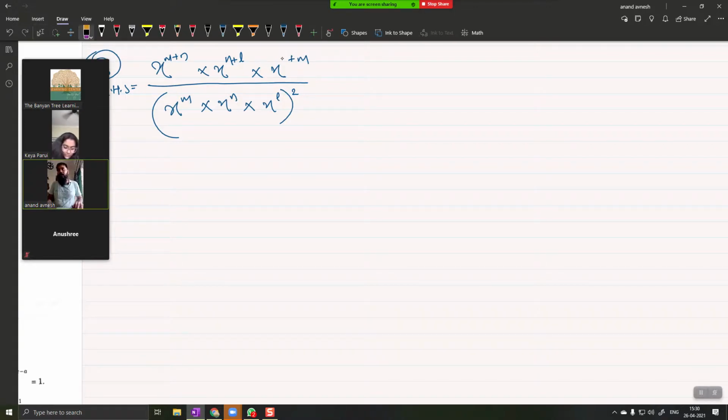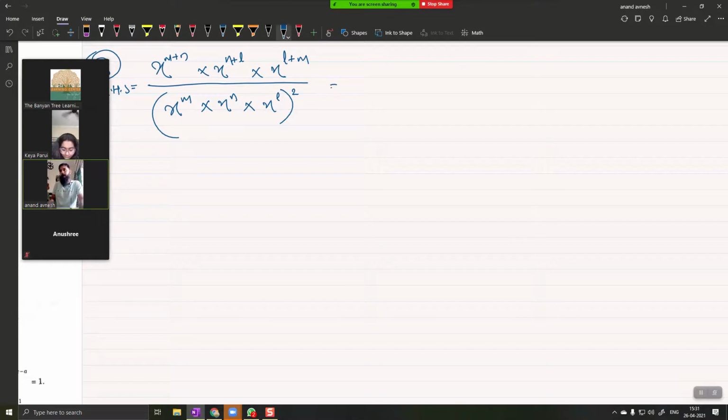This is LHS. I will just write here again: x raised to m plus n times x raised to n plus l times x raised to l plus m, the whole upon x raised to m times x raised to n times x raised to l, the whole square. This is your LHS. You have to prove that your LHS is nothing but 1. So that means you need to solve this. So how do you solve this?